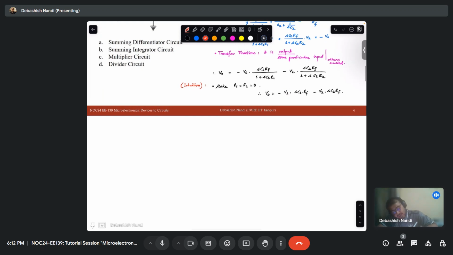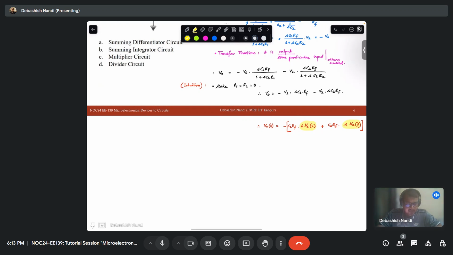Okay, so we can see that my V0, remember that these are all in the S domain. So V0 will be minus C1 RF, some constant, times S times V1 of S, minus C2 RF times S times V2 of S. So now if I just keep it like this, what can you see? Can you tell me what this implies from your knowledge of signals and systems and Laplace transformations?